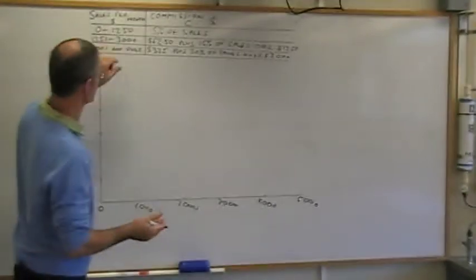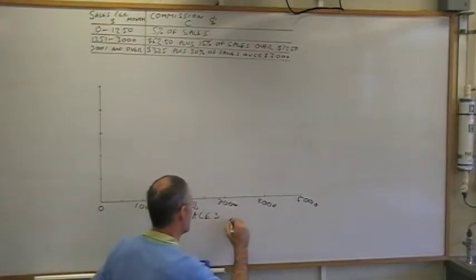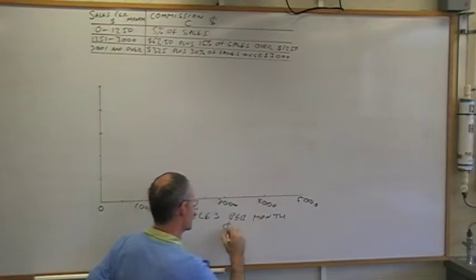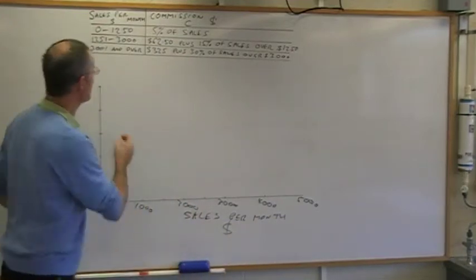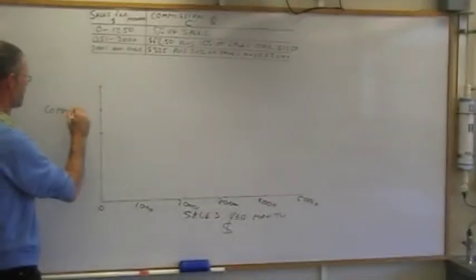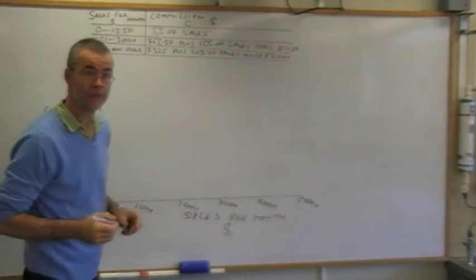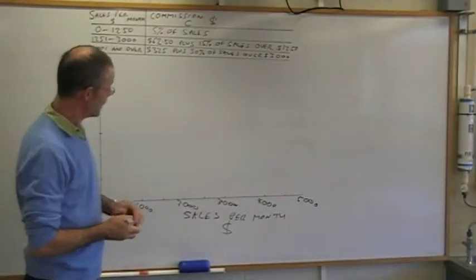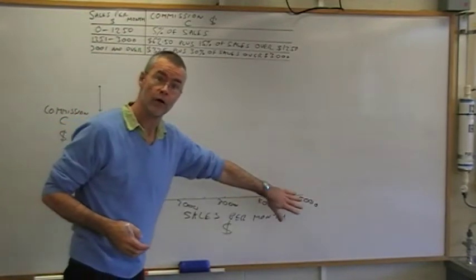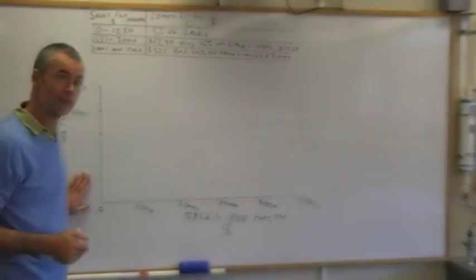So this along the bottom, this is my sales per month, and I'm doing it in dollars. Up the side here, I'm doing commission, and that's also measured in dollars. That bit's okay. They told me to go to 5,000 in the question, so I knew how far to go along that axis.